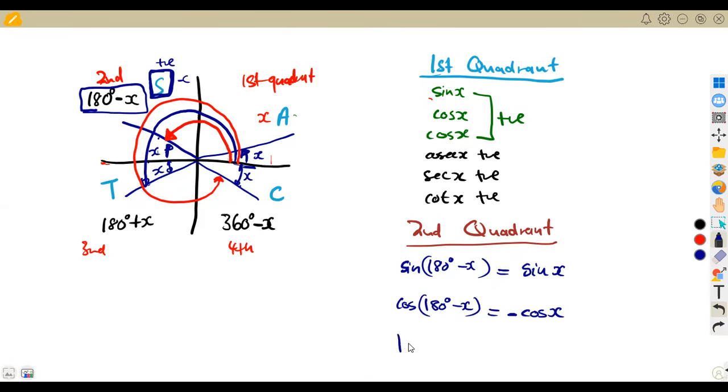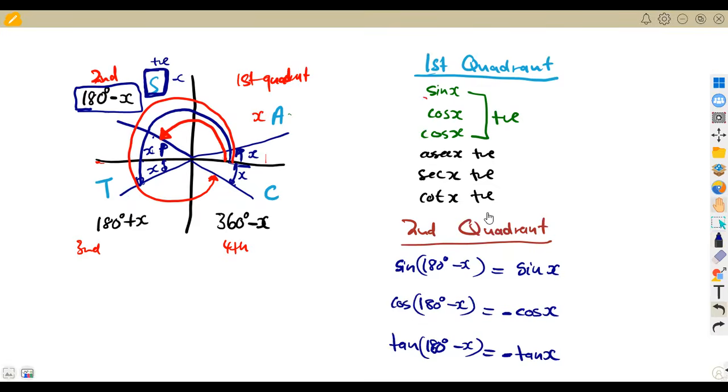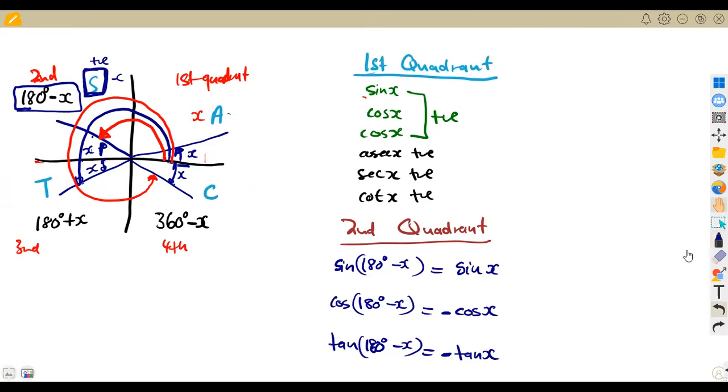The same thing is going to happen to the tan of 180 degrees minus x. This is not the quadrant for tan. It's for sine, but we are reducing 180 to x. So it is going to be equal to minus tan x. That is the concept. So you need to understand this concept, how each quadrant operates.